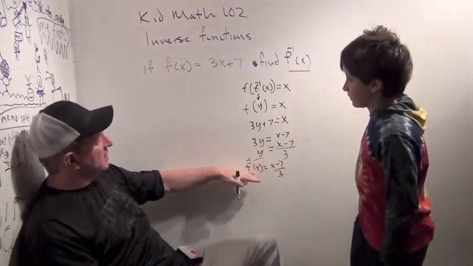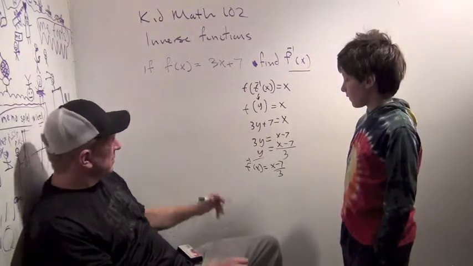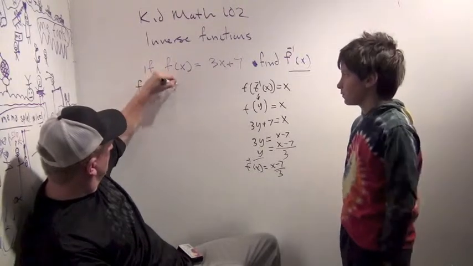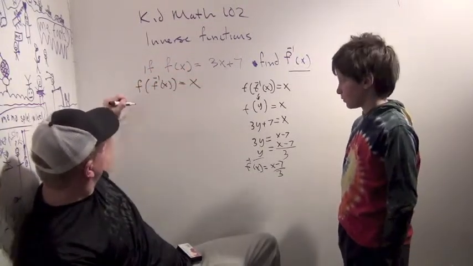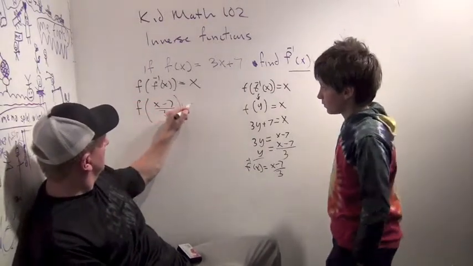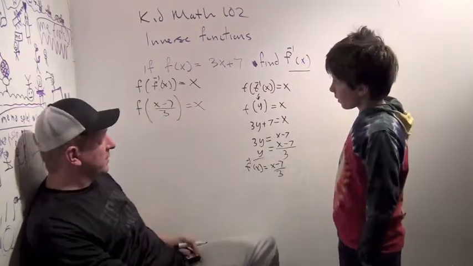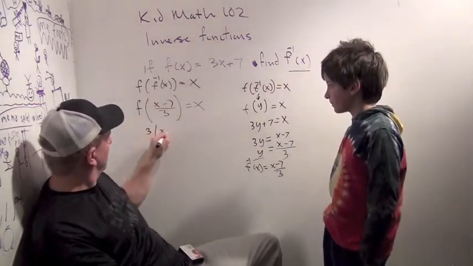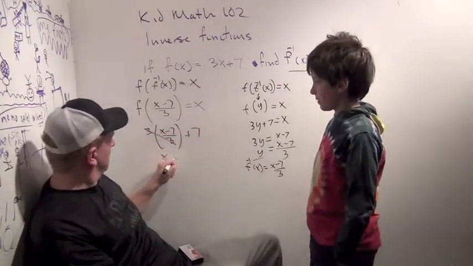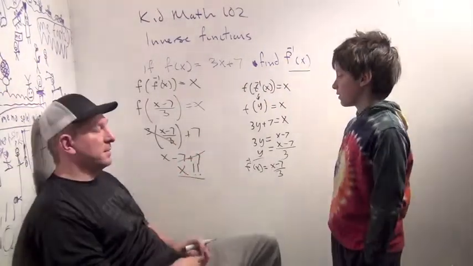And let's just check real quick. Which one do you want to check? You want to check f of f inverse is x or f inverse of f of x is x? Let's do f of f inverse. So we're going to check that f of f inverse of x equals x. That means f of x minus 7 over 3 equals x, because that's what f inverse of x is. What is f of x minus 7 over 3? Well, it's 3 times x minus 7 over 3, plus 7. So the 3's cancel, and this minus 7 and plus 7 cancel and yield x. So that works. Yay, we did get x.